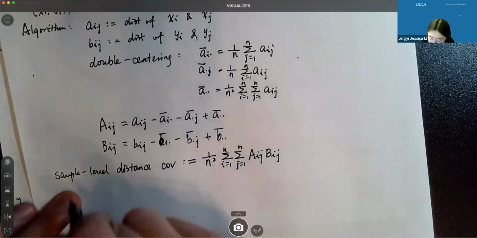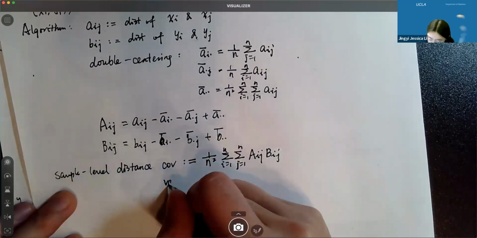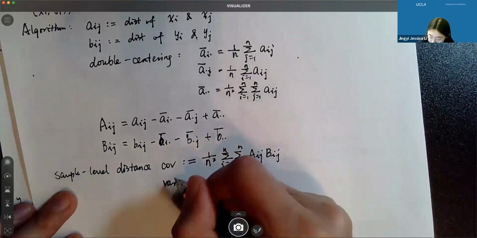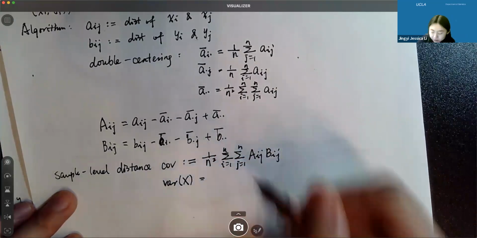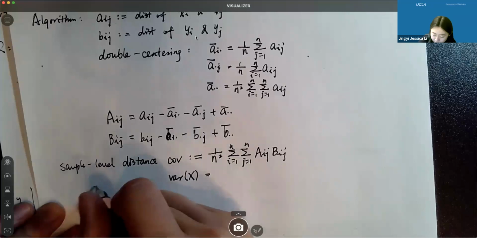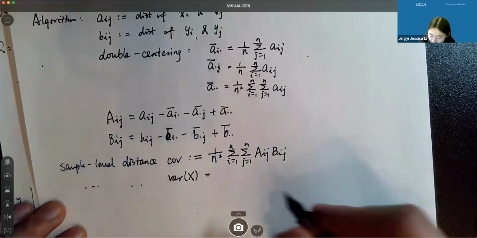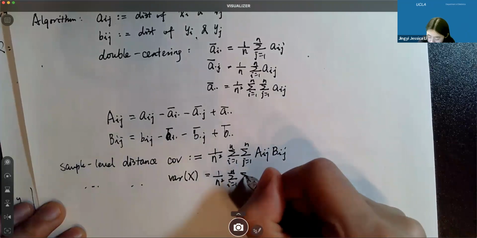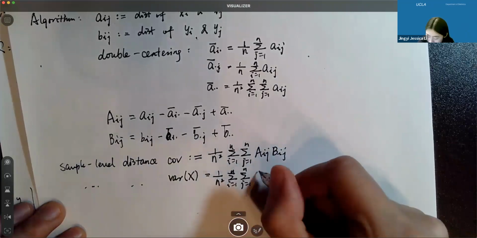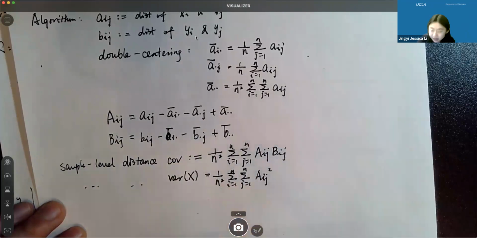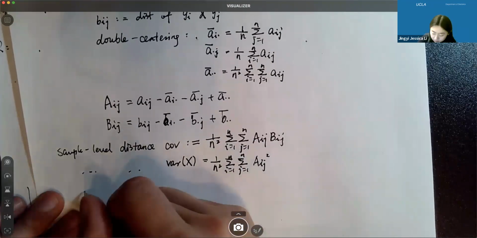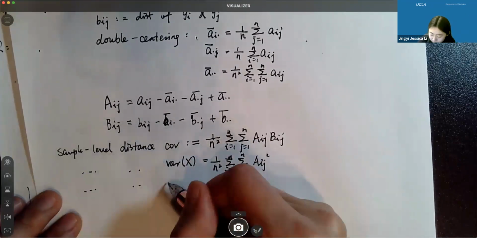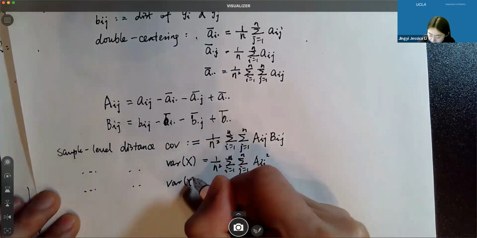We can also define the sample level distance variance. The sample level distance variance of x is defined just as the average of Aij squared, and similarly, the sample level distance variance of y.